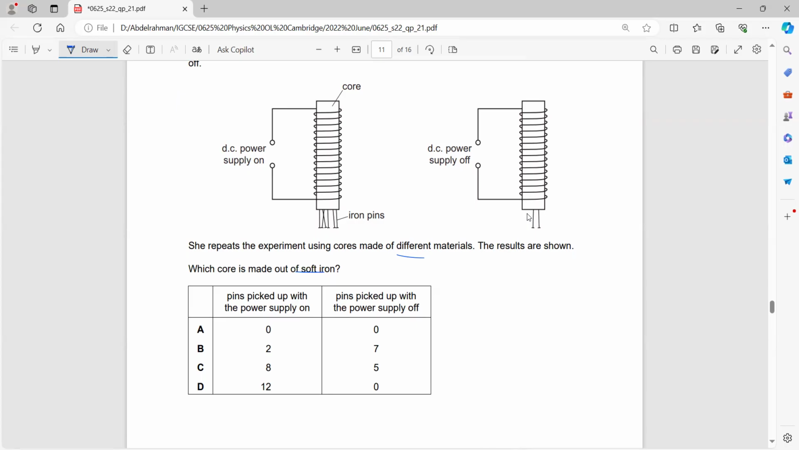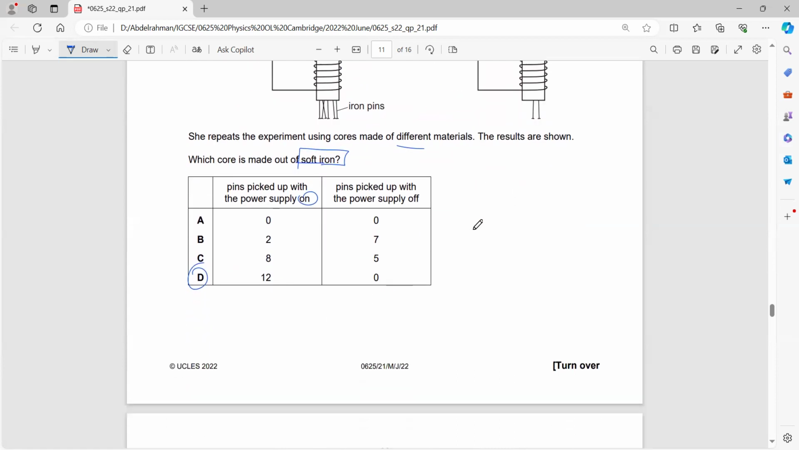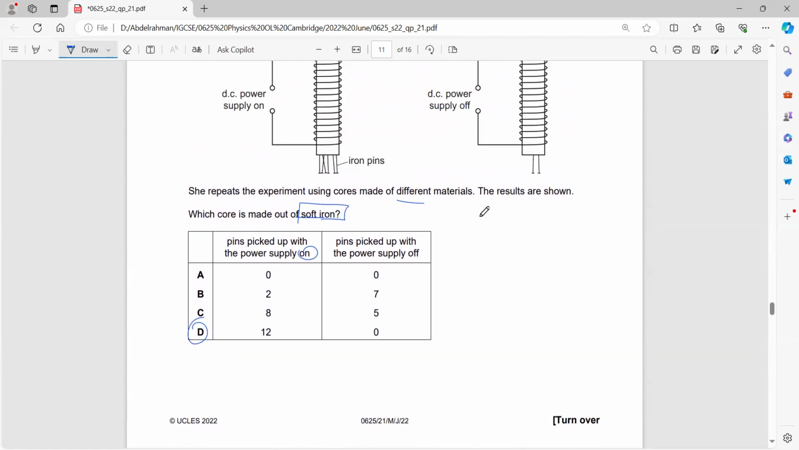D. Yes, D. It's made of soft iron. Why? Because when it was on, it attracted some pins. When it was off, it completely lost its magnetism. Soft iron, and steel is the permanent magnet, right? Steel is a permanent magnet.